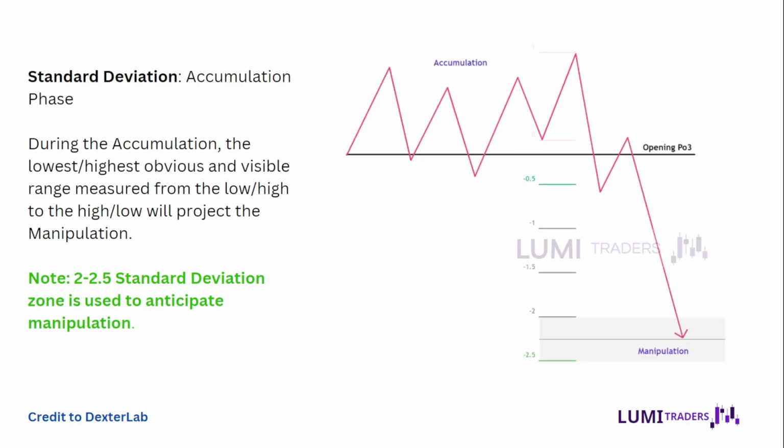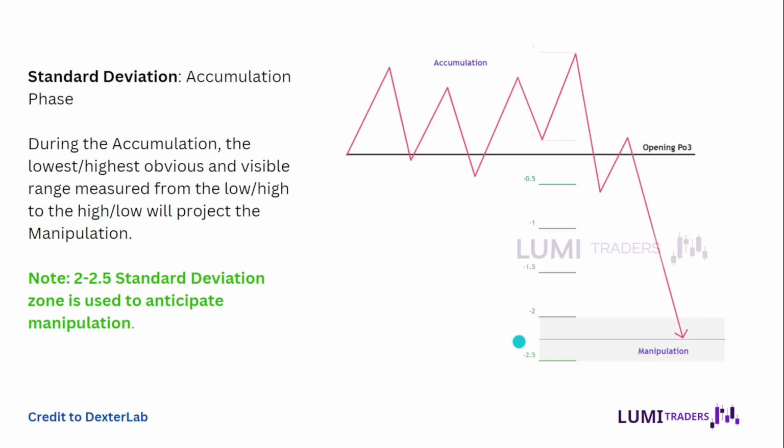Standard deviation. How do we want to use standard deviation levels for accumulation phase? In accumulation, the lowest, highest, obvious, invisible range, most of the time, will be the last leg before reversal. Visible range measured from low or high to the high or low, depends on the direction, will project manipulation. So, range between 2 and 2.5 standard deviation of this last leg, the most obvious visible leg right here before reversal, is going to be possible manipulation move right here.